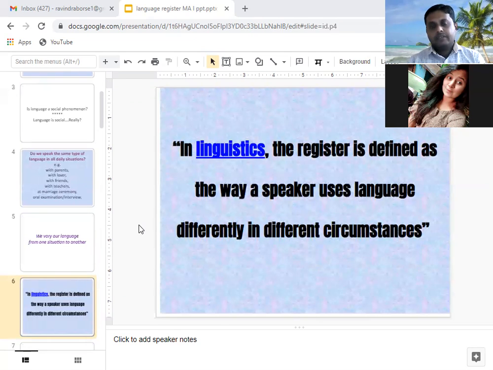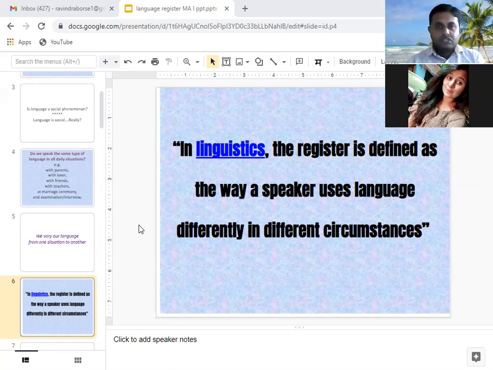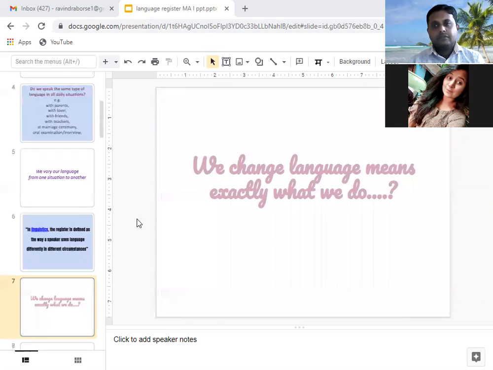And in linguistics, register is defined as the way a speaker uses language differently in different circumstances. So, register is defined by the circumstances, the situation. So, if the situation is changed, if the context is changed, language is changed. And if the language is changed, automatically it gives birth to register. So we change our language.